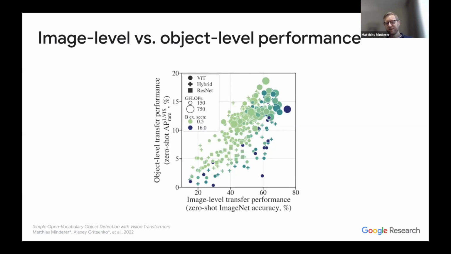And what we can see is that image level performance is required to get good object level performance, but it's not enough. So there are some models that do pretty well on the image level performance, but do very poorly on the object level. These are primarily smaller models that were trained for a very long time on the image level data, but then fine-tuned on object detection, they cannot really transfer very well.